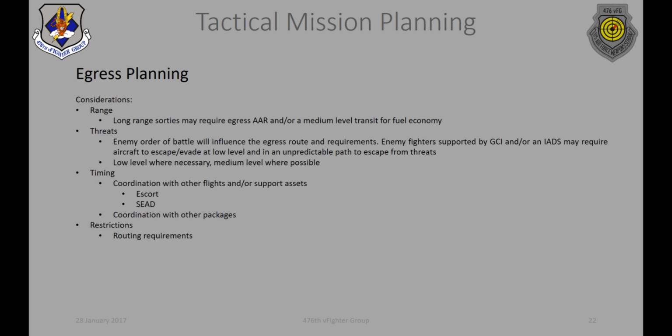If you know, for example, that there's a friendly CAP station 30 miles to the west of your target, well, guess which way you fly on your egress. It might not be directly to home plate, but it gets you that shield and that protection quickly. That's the kind of thing to think about.